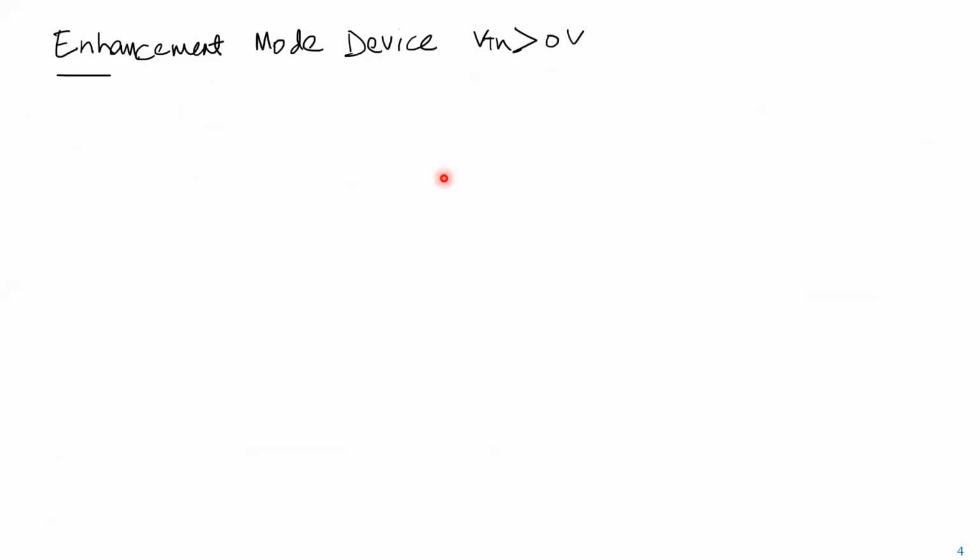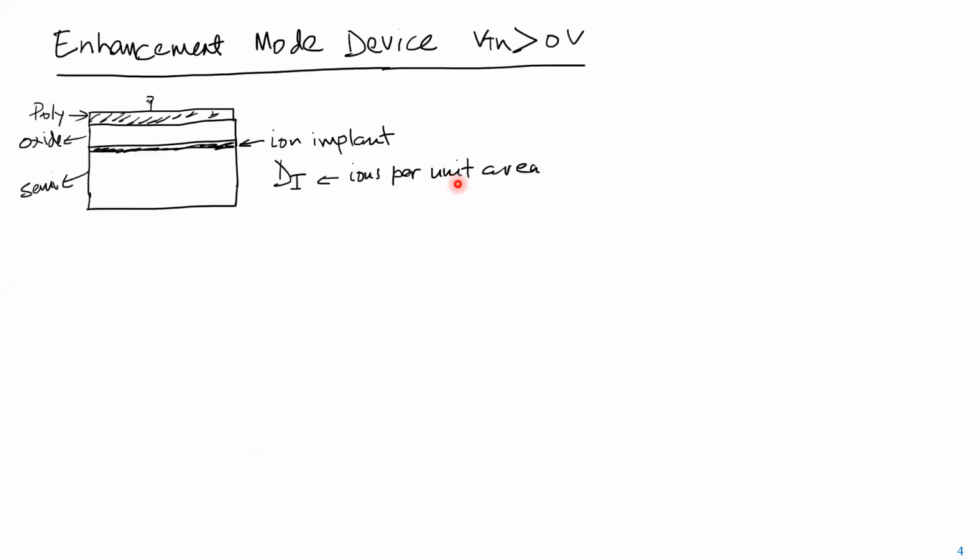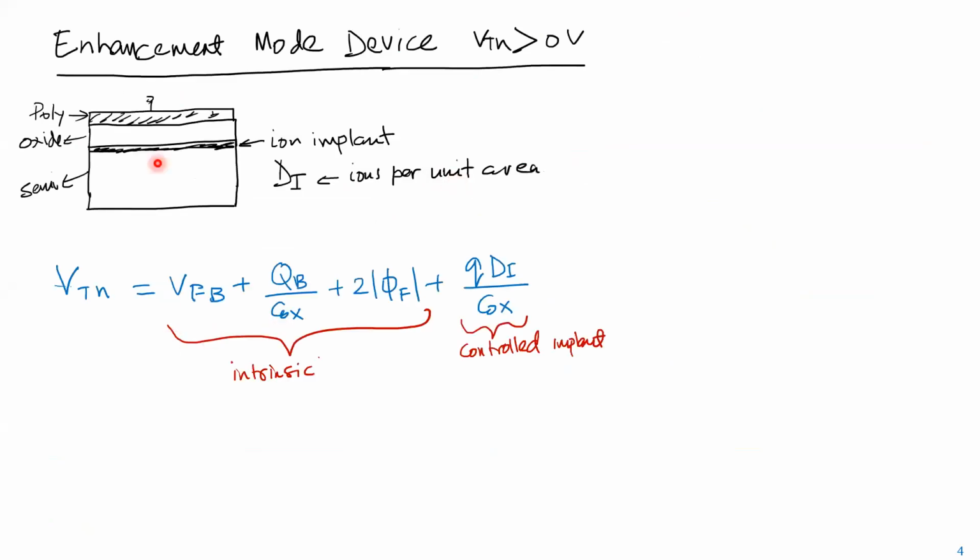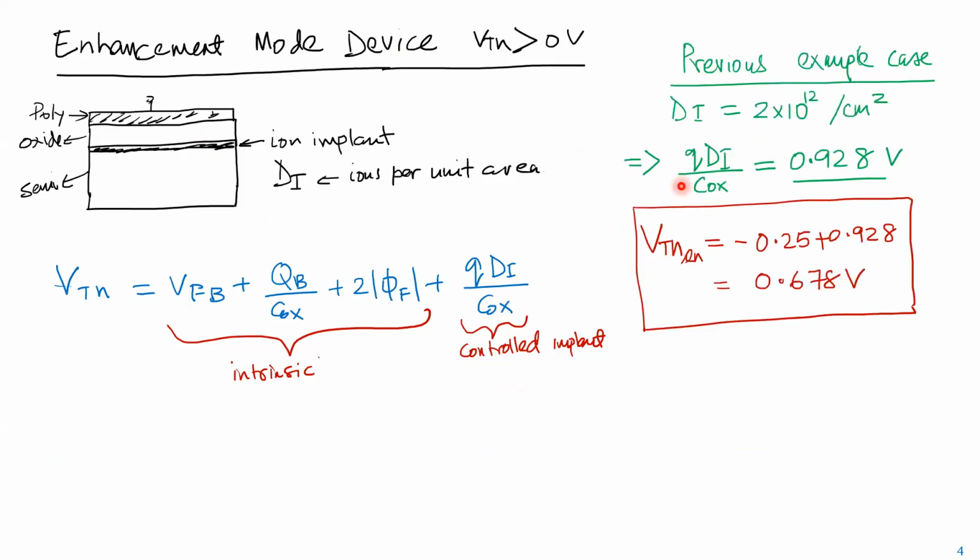So in other words, I'll just show you the expression. Basically what happens is once I put this implant, the VTN expression is all that was before, but now I need to add an extra voltage over here to get this potential to 2 phi_F so that it inverts the channel. So essentially it's a controlled implant. Now, let's take the example where I put, for example, in this case, 2 times 10 to the power 12 ions per centimeter square.